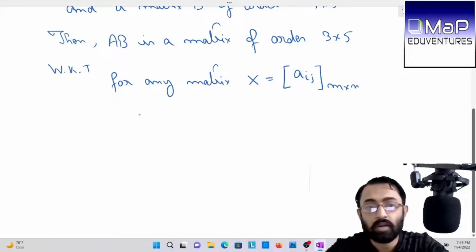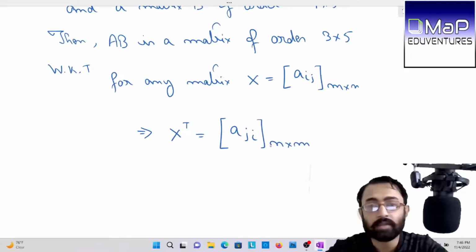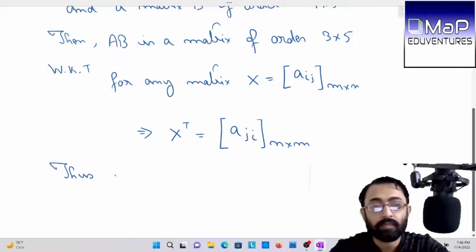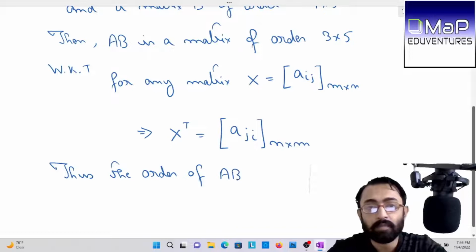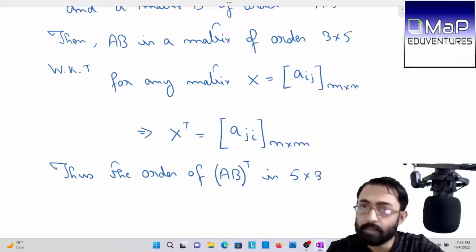If we take the matrix X and take its transpose, X transpose, then you are going to get a matrix of the form aji of the order n cross m. Okay, that is enough explanation. Now we can say thus the order of A into B whole transpose is 5 cross 3. So the order will be simply 5 cross 3.